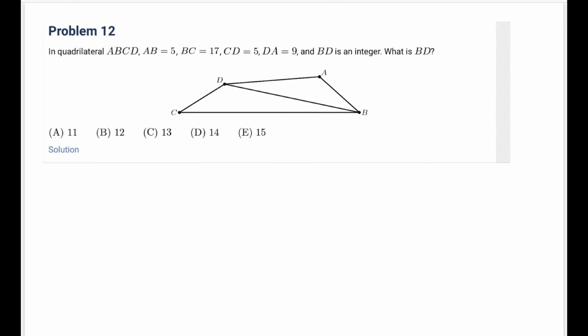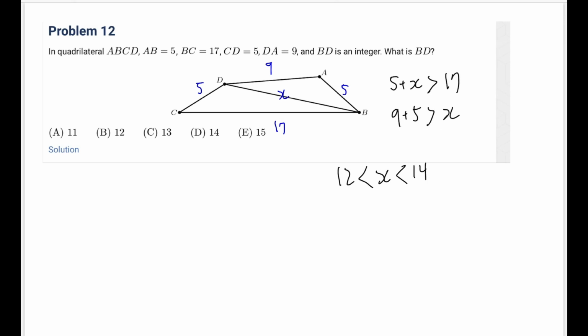Number 12, in quadrilateral ABCD, AB equals 5, BC is 17, CD is 5, DA is 9, and BD is an integer. What is BD? Okay, so if AB is 5, BC is 17, CD is 5, DA is 9, and BD is an integer, we need the triangle inequality, right? And so if this is X, then 5 plus X always has to be greater than 17, and 9 plus 5 always has to be greater than X. So with this one, X has to be greater than 12, and with this one, X has to be less than 14, and X has to be an integer, right? So the only thing that X can be is 13.